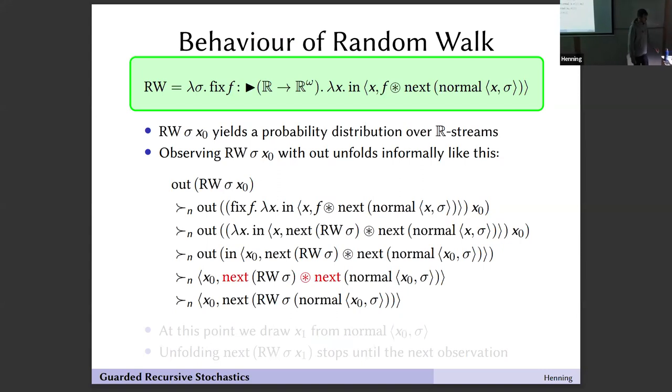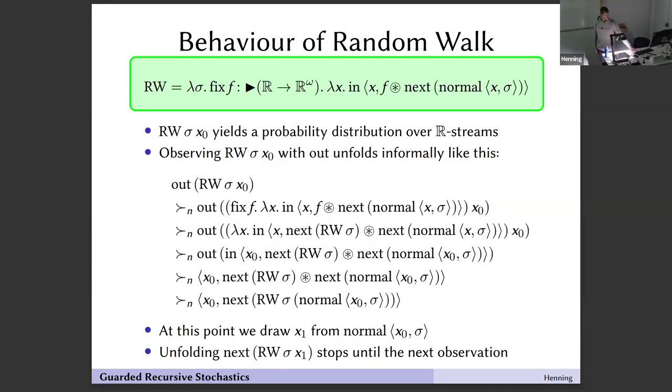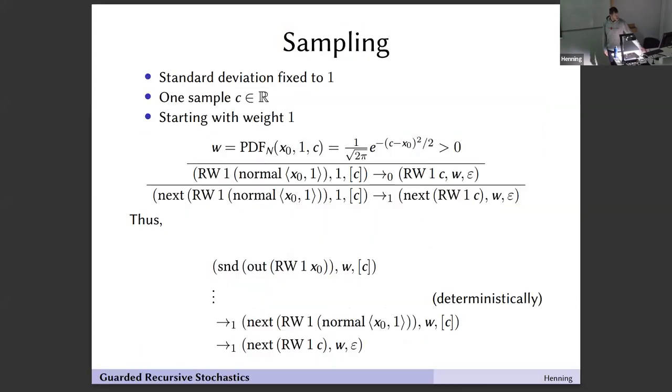That's the deterministic part. And now, at this point, we want to draw a new x1 to continue on the probability distribution. But really, what we're doing now is we start with a sample. So suppose we have just one sample C, and we fix the standard deviation to be 1, and we start with weight 1. So this is what we have just looked at. This was the output of the random walk, now specialized to 1 here. And now we want to look at the second part. We know what the first part will be. The x0 is the current position, so that's not very interesting. We want to see how the computation continues. So that's the second, the tail of the stream.